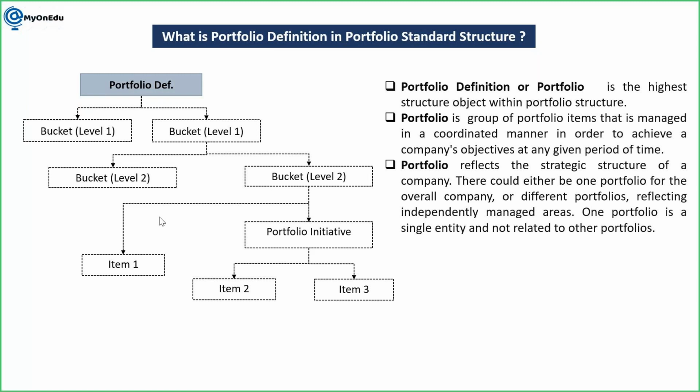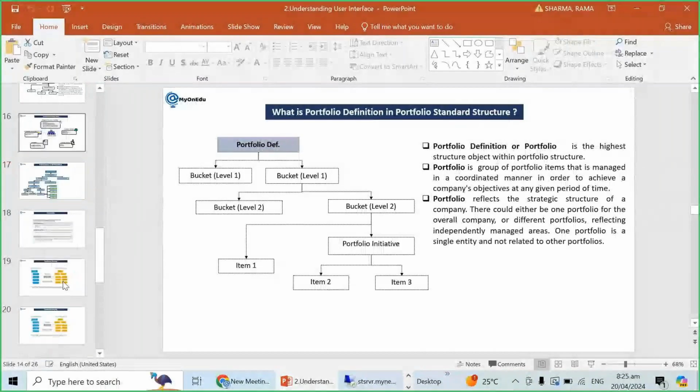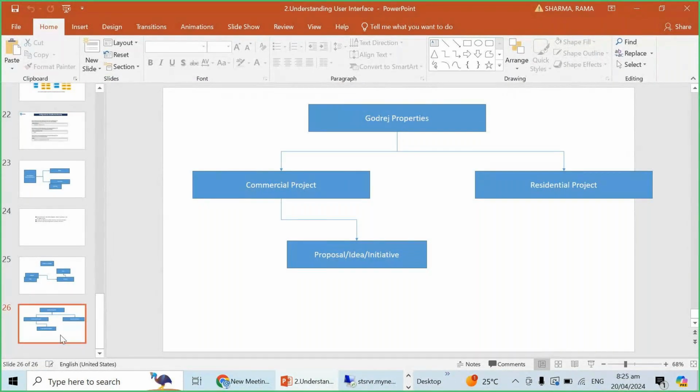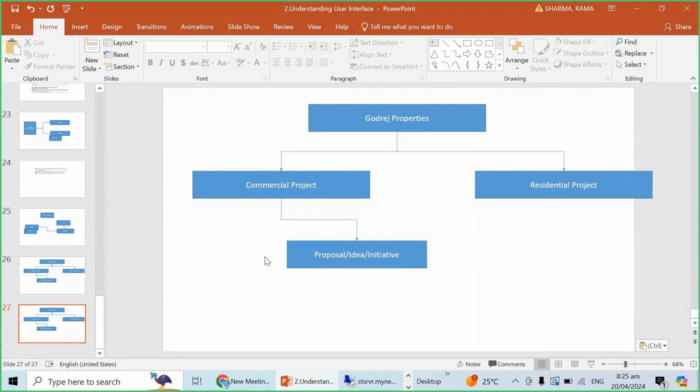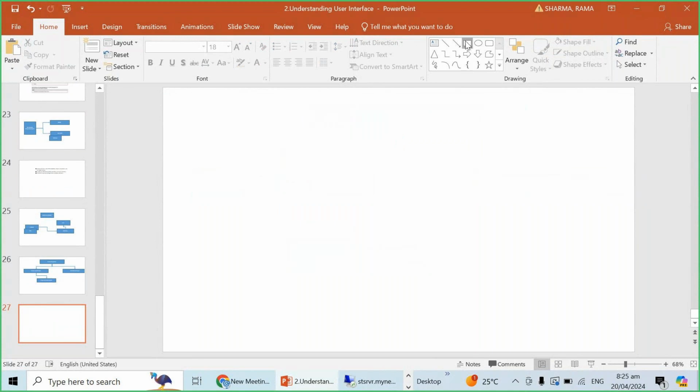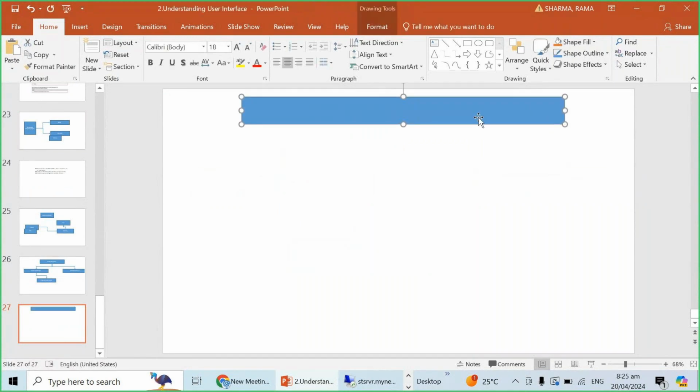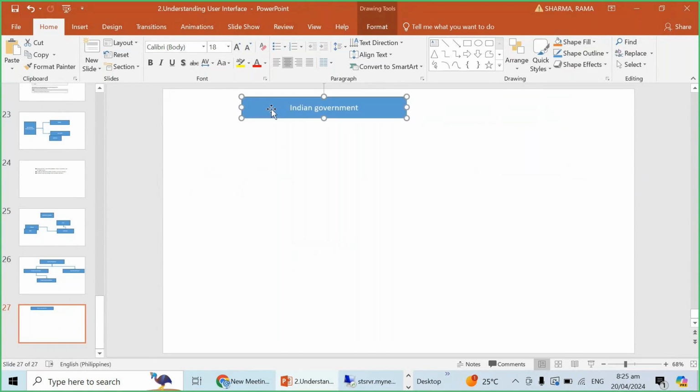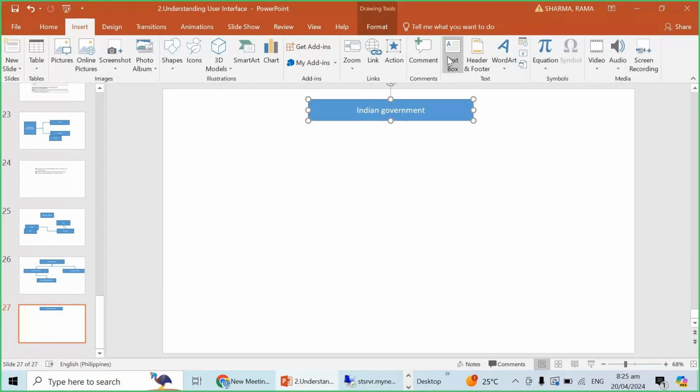So let us understand the portfolio first. In general, we will take one general example here. Let's discuss the Indian government. When any election happens, let's say now the election is going on in India, a particular party defines their manifesto. So what is a manifesto exactly? Let us understand that.